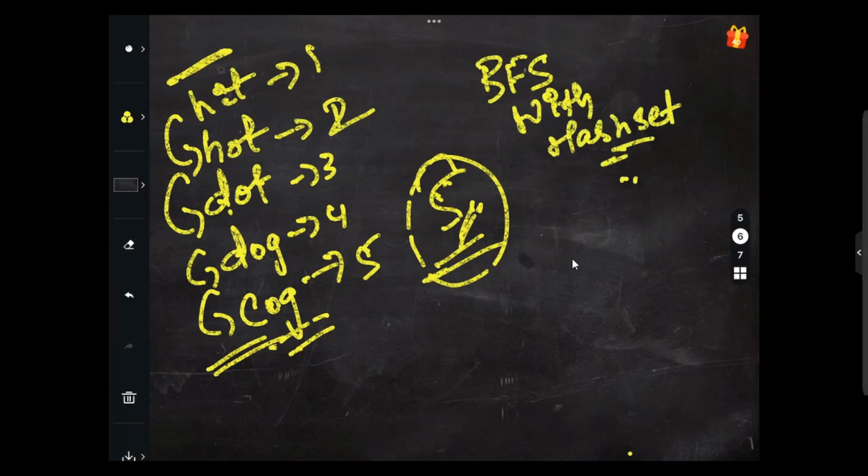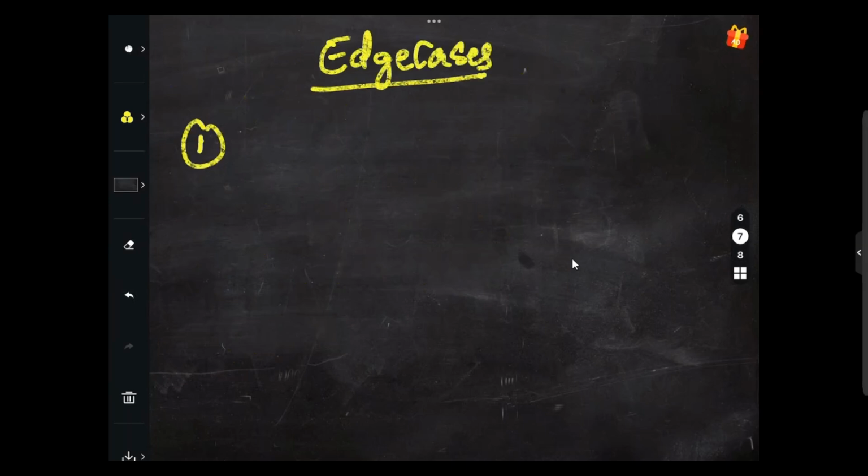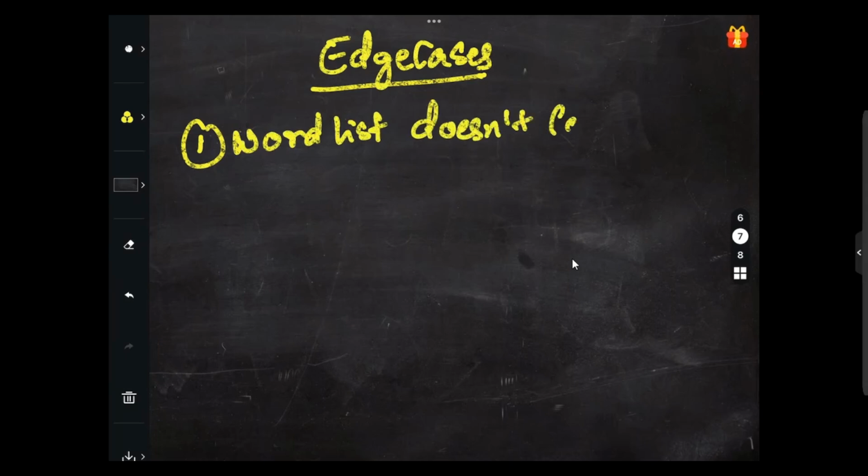Let's discuss the edge cases one by one. Let's discuss the edge cases here. So the first edge case that I'll be going with here is the word list does not contain the end word. This is fine. This is the condition that we are going with here.